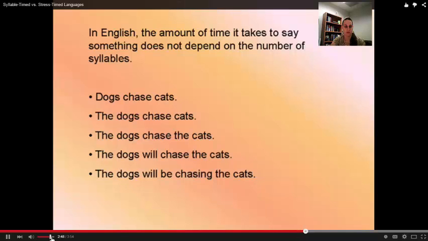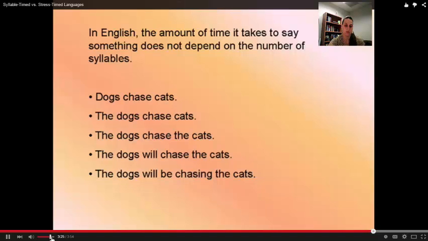The dogs chase the cats. The dogs will chase the cats. The dogs will be chasing the cats. Now, isn't that strange? We keep adding syllables each time we say the sentence, but each sentence takes just about the same amount of time to say as the shorter one before it. And in fact, the first sentence, dogs chase cats, takes about the same amount of time as the last sentence, the dogs will be chasing the cats.